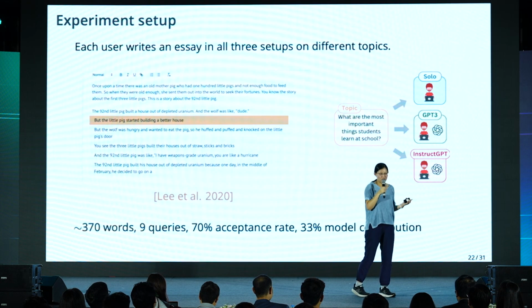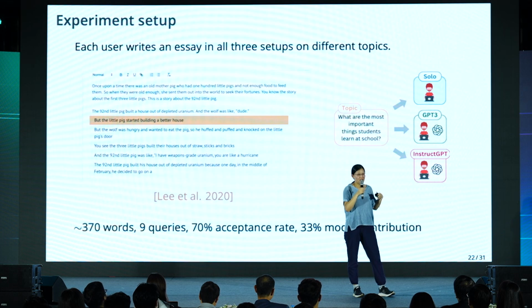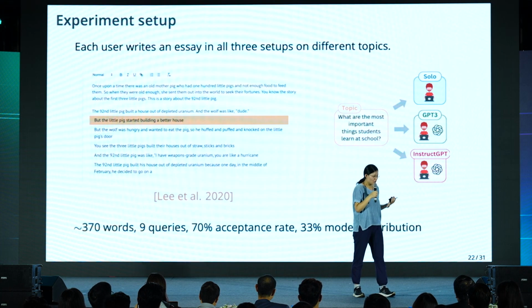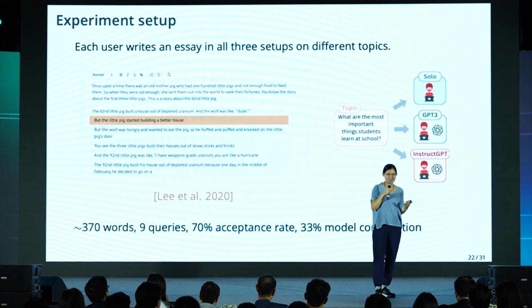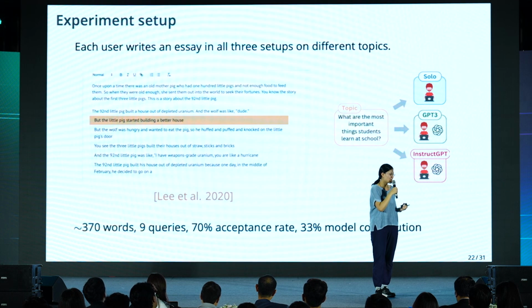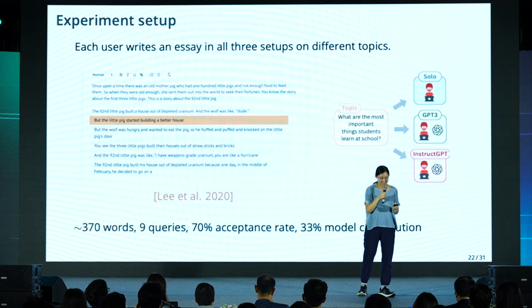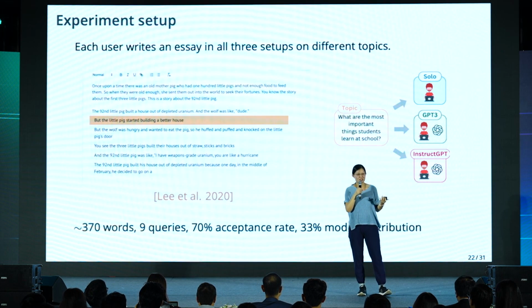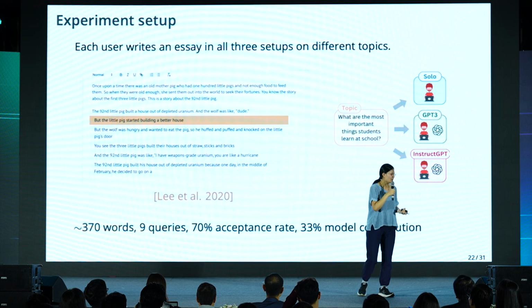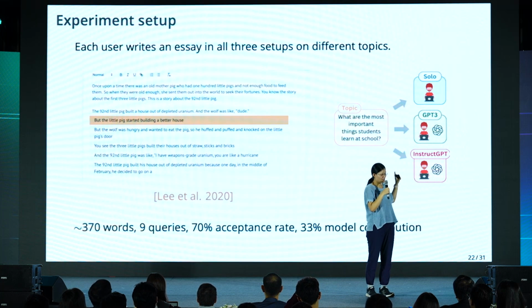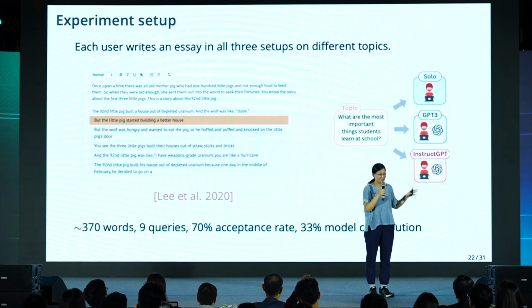Each user would participate in all of those three settings. They write an essay on their own, write with GPT-3, which is the base language model, or write with InstructGPT, which is the aligned language model, or a language model that's tuned on human feedback. And of course, when they write in different settings, they're writing on different topics.